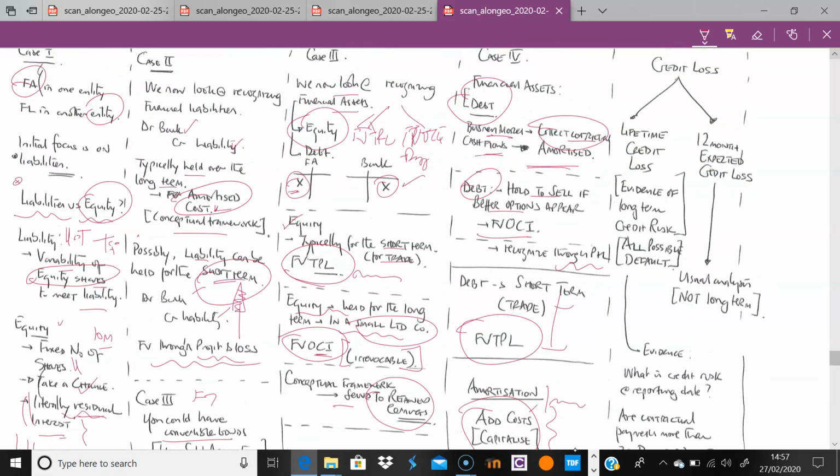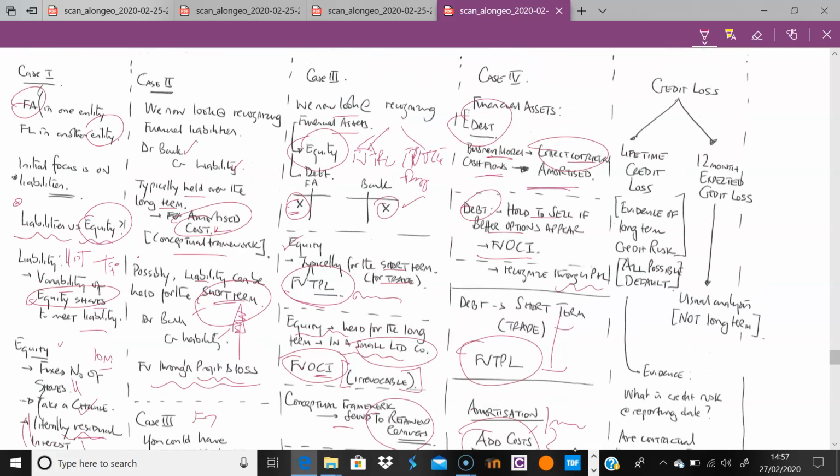And those are really the key cases that you have to be comfortable with: dealing with financial liabilities and understanding how to hold them, and dealing with financial assets and recognizing the fact that you will have equity and debt, and then you'll have to think about how you recognize them. So make sure you're comfortable with that.